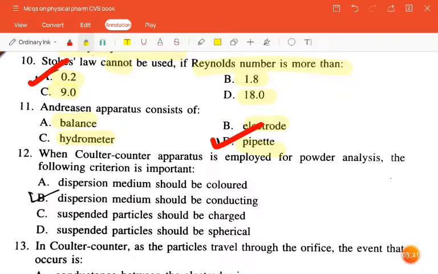The next question is: when Coulter counter apparatus is employed for powder analysis, the following criteria is important. Dispersion medium should be colored, dispersion medium should be conducting, suspended particles should be charged, or suspended particles should be spherical. So the correct answer is dispersion medium should be conducting.